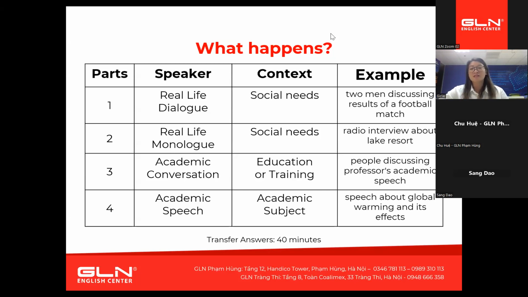So in the third part, this is now a little bit different than the two parts because the speakers will be in an academic setting. Okay, so the speakers will be talking about something about school, something about their studies. Okay, so it's all about education or training. In most cases, part 3 or section 3 of the listening test, you have 2 or more people, okay?